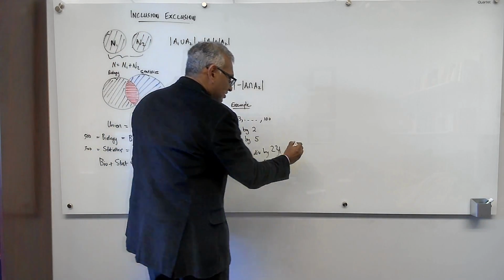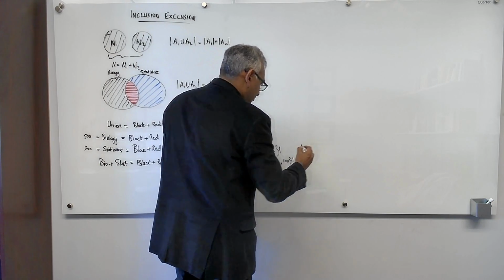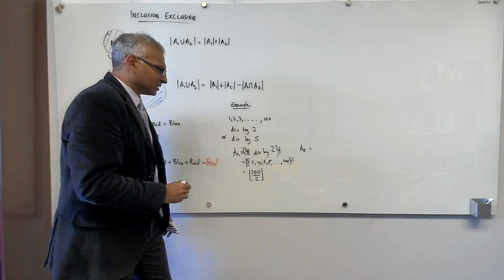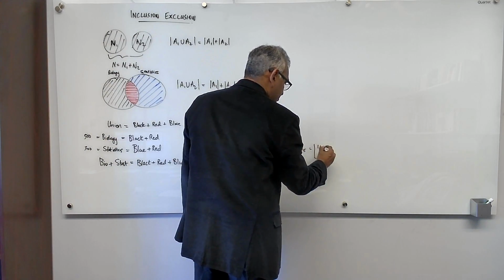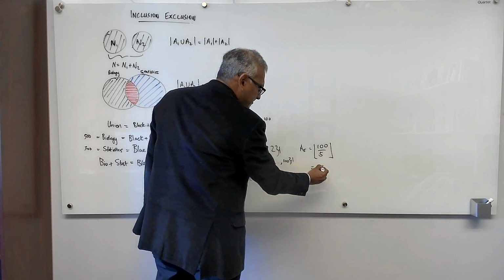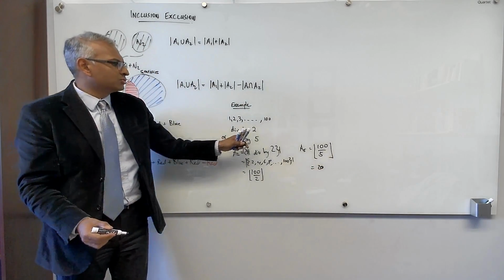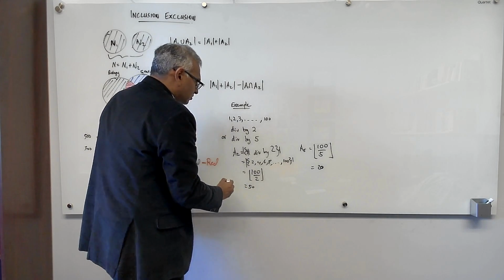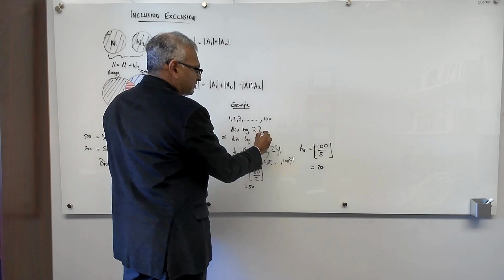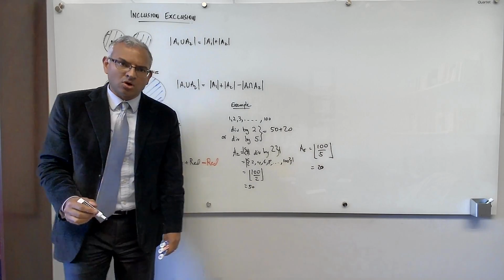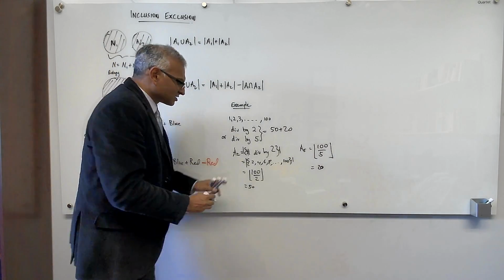And I can define A5, which is equal to the multiples of 5, which is just going to be 100 divided by 5, rounded down, which is 20. And so I would think that divisible by 2 or divisible by 5 might be the sum of these. So this is 50. Divisible by 2 or divisible by 5 equals the sum, 50 plus 20, except that I would be wrong, because there is an intersection.